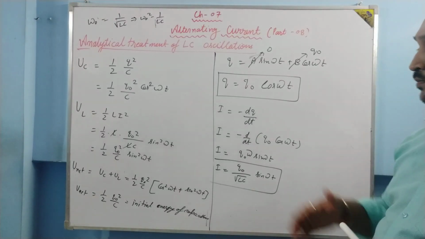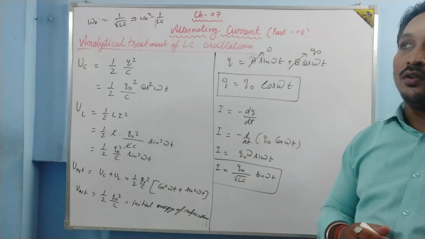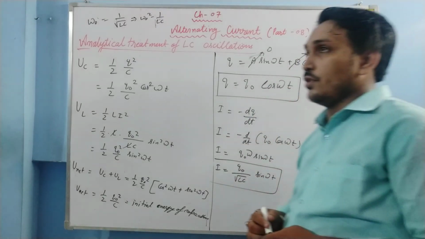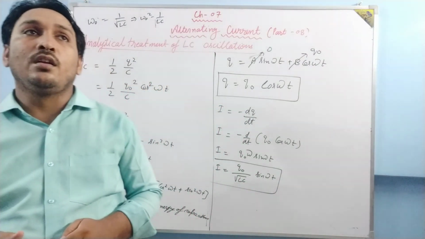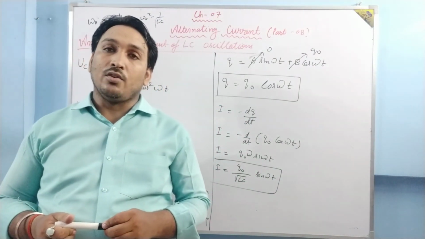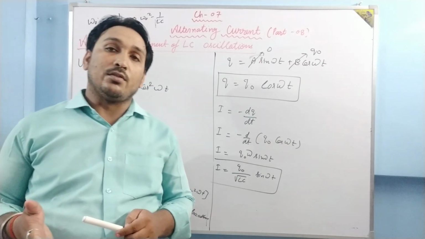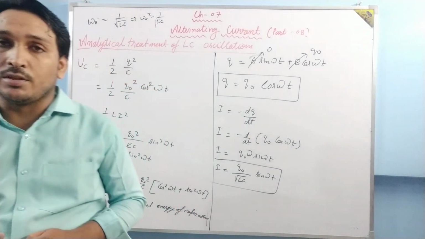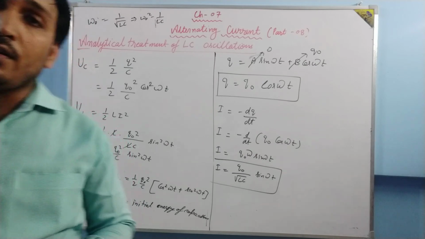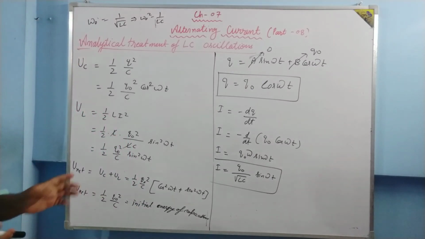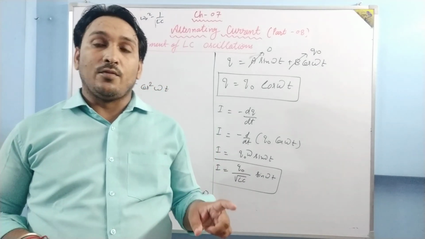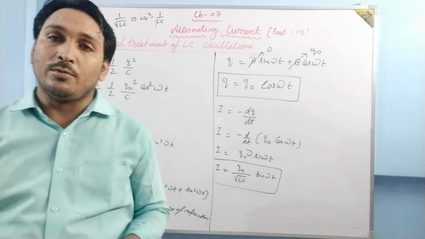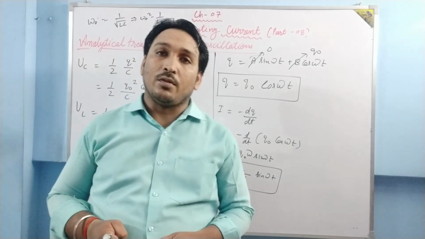So this is how the thing goes on. This is all about LC oscillations. It was there earlier when we were studying LC oscillators in transistors, but transistor has been removed from the syllabus, so we don't have to study it again. But I hope in this chapter only one thing is left now, and that thing is transformer. We'll study transformer in the next one, and after that this chapter will be over.